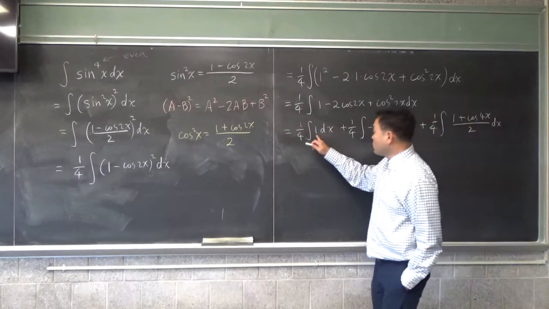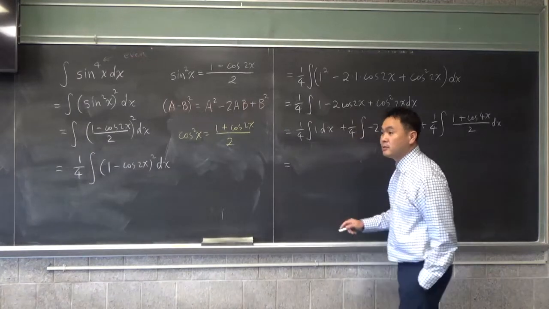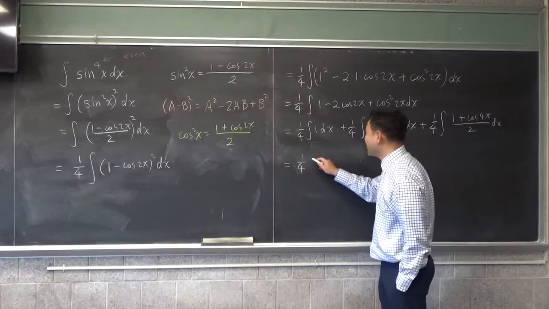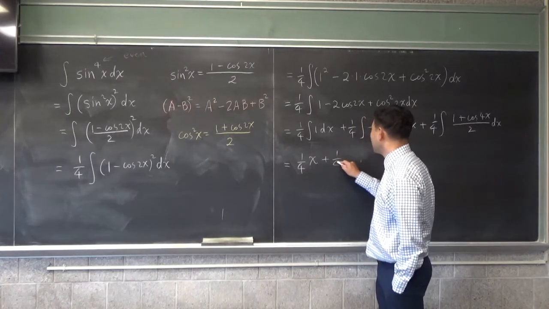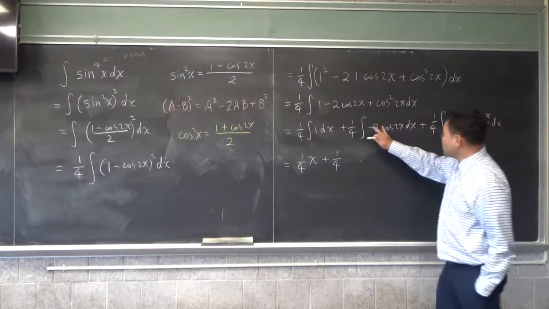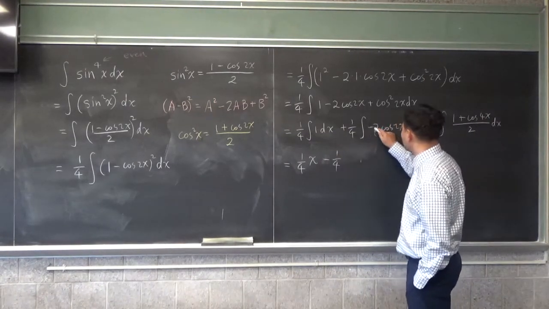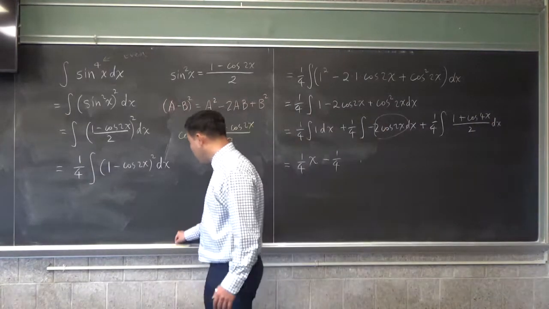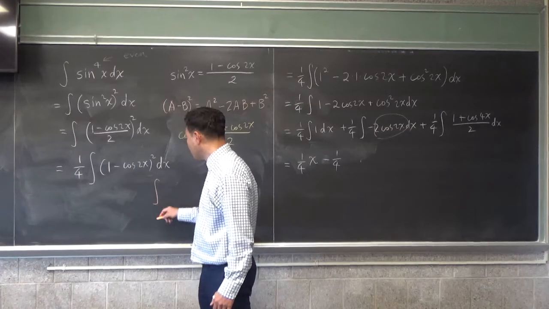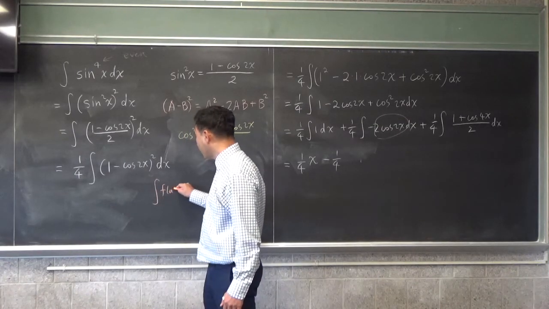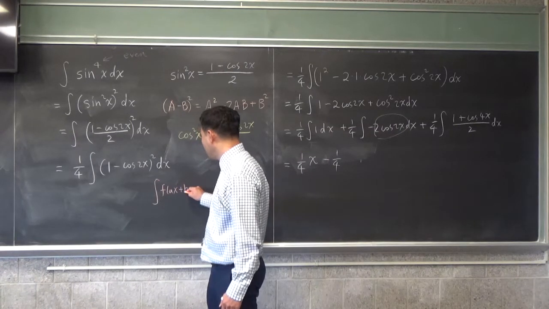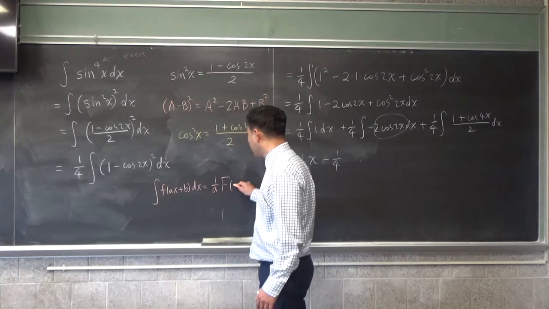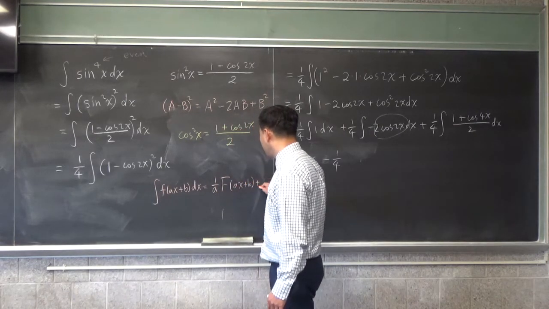Now, what's the antiderivative of 1? 0. No, that's the derivative. Oh, x. x, right. Okay. Well, I can pull a minus sign out. So let's just do the integral of this much. Now, for that one, we're going to use the following formula. Integral of f of ax plus b dx equals 1 over a, capital F of ax plus b, plus C.